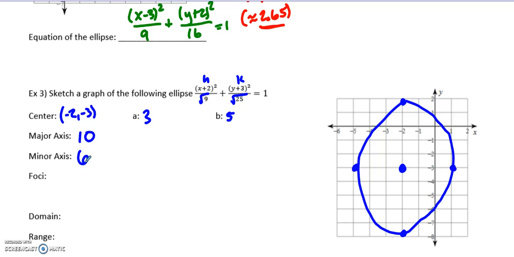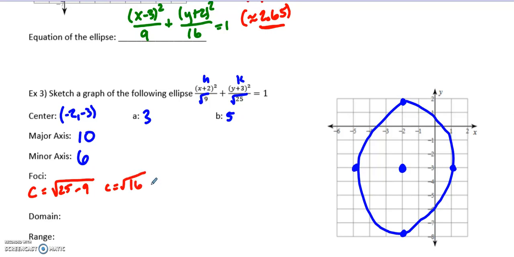Now since the major axis goes up and down like this, right down through there, I know the foci are going to be along the major axis. So my first thing to do is go ahead and figure out what my c value is going to be. So in this case, c equals the square root of b squared, 25, minus a squared, 9. So in that case, I get c is the square root of 16.